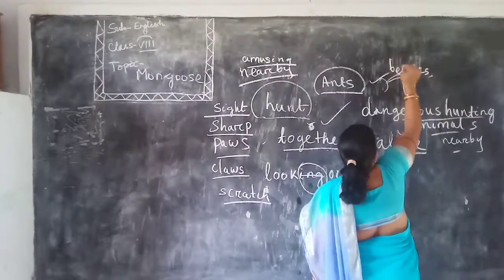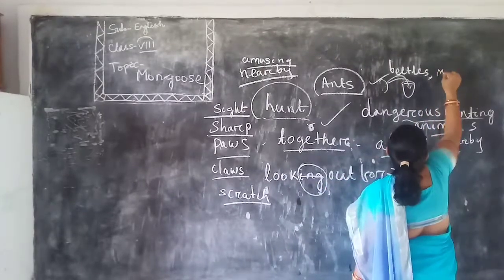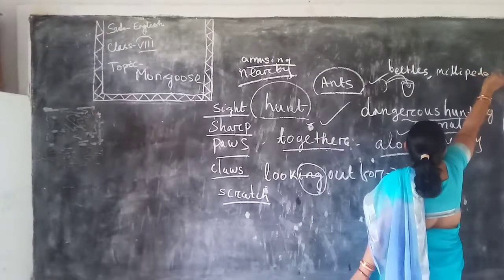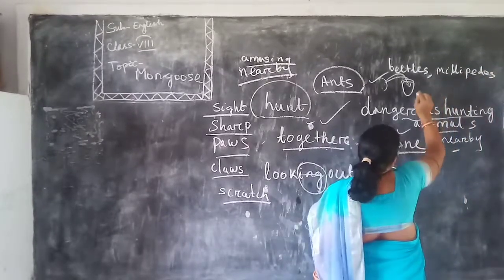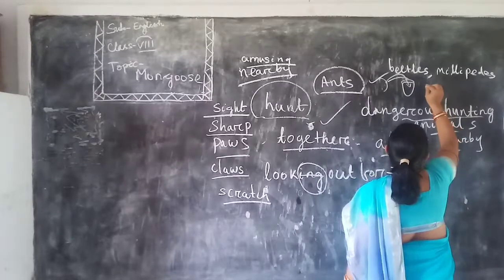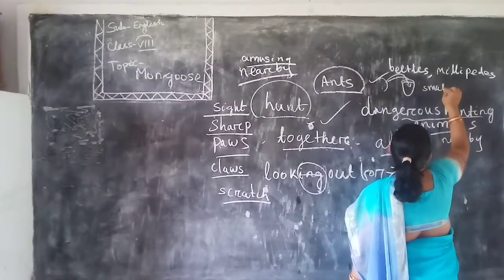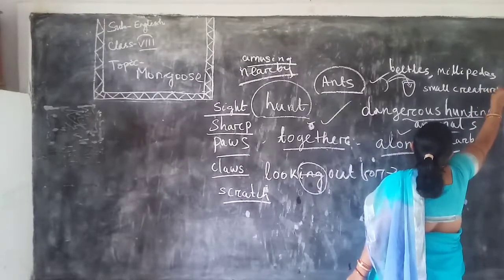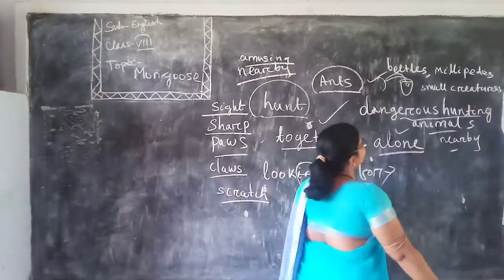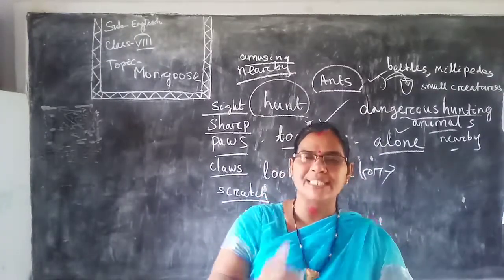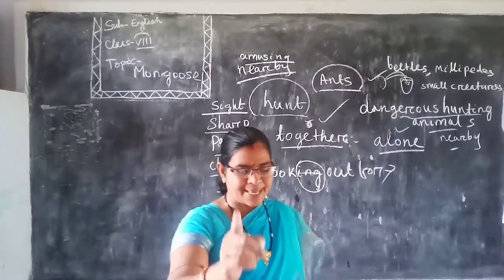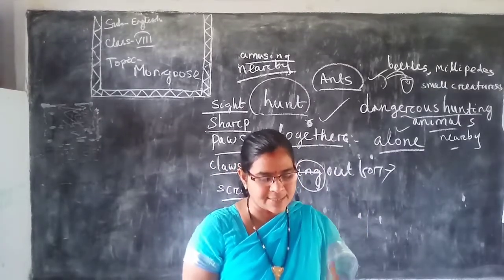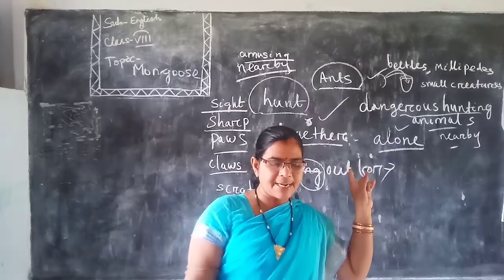Have you got these words? Beetles. Millipedes. Next is millipedes. These are some insects. Beetles, millipedes, and other small creatures. Small creatures. So what do the mongooses look for as per your paragraph? The mongooses look for beetles, millipedes, and other small creatures.